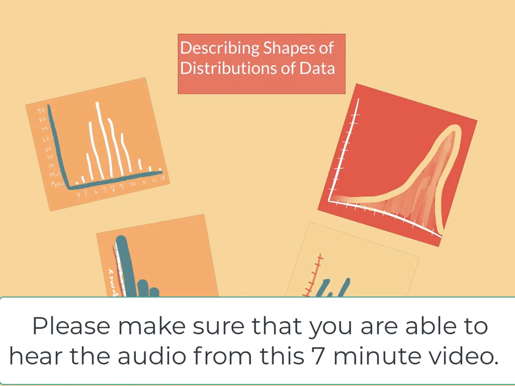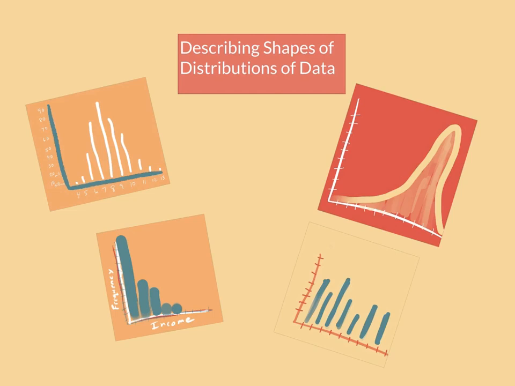Describing shapes of distributions of data. There are many different shapes of distributions of data, but some of the more common elements and the ones we will be looking at include these. This one is a unimodal and symmetrical bell-shaped curve, also stated as approximately normal.